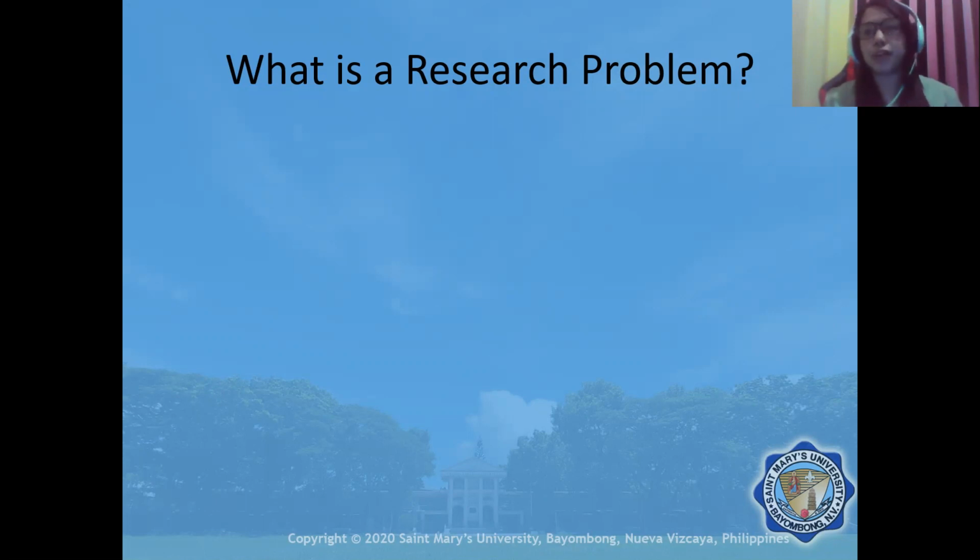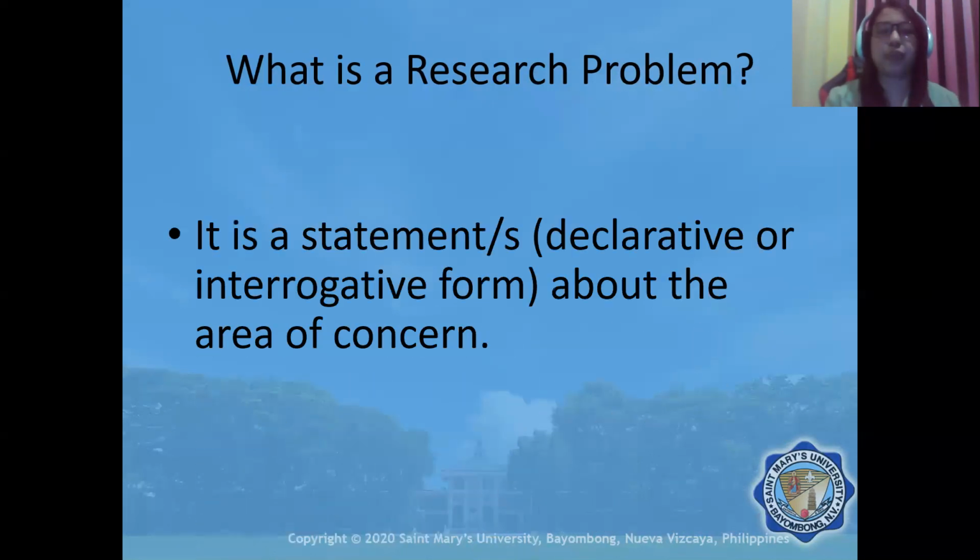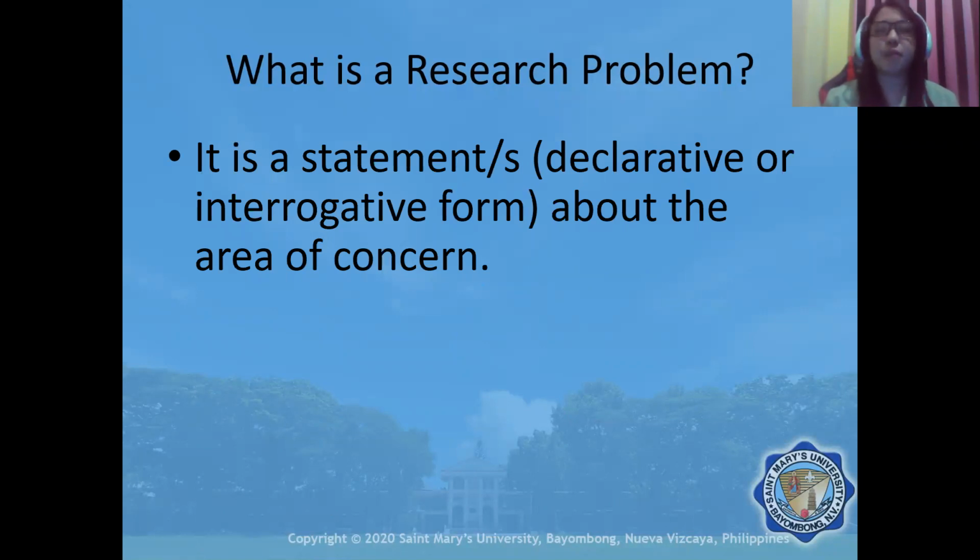In the previous video, we already discussed the content of the introduction or the rationale, the reason behind the conduct of the study. So after stating the rationale or the introduction, the next part is the statement of the objectives or the problem. But what is a research problem? It is a statement, as mentioned in the previous video. It can be in a declarative or interrogative form about the area of concern.